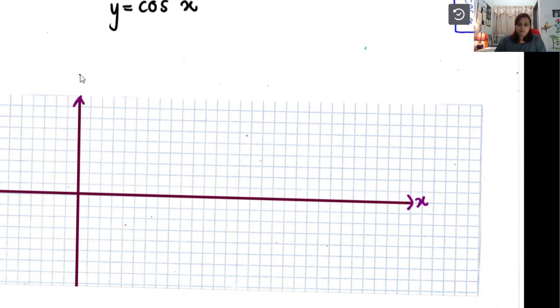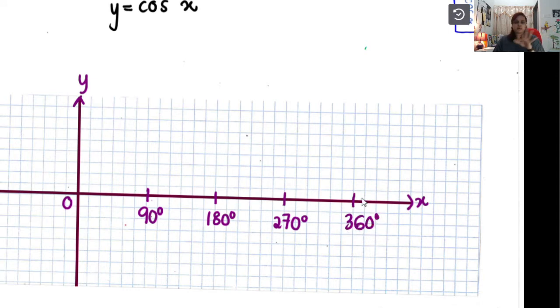X, y, 0. We're going to do again 90 degrees, 180, 270, 2, 3, 4, 5, 6. Okay, total now we have all four already.